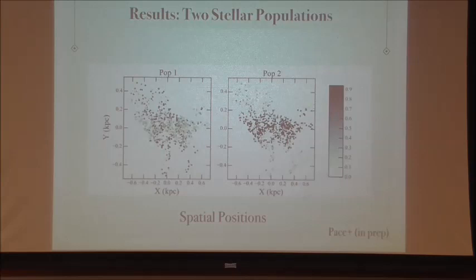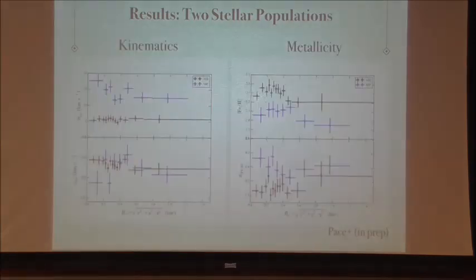Okay, so now we want to compare how the kinematics change with radius. As I said before, you have this metal poor population that is more kinematically hot. So it basically follows radius and is constant. Then the metal rich population is basically constant with radius. The top panel is velocity dispersion, and the bottom panel is average line of sight velocity. It varies versus elliptical radius here. So this is the kinematic side.